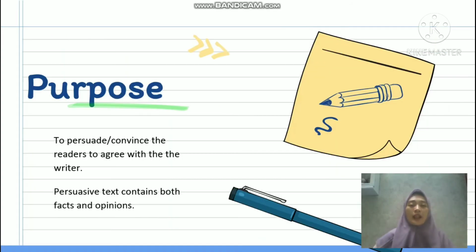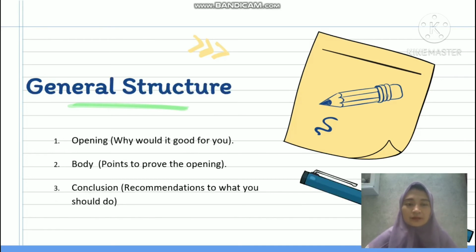Now let's review again the purpose of persuasive text. It is to persuade. Persuade is a verb. Okay, or it's to convince, membujuk, meyakinkan the readers to agree with the writer. And persuasive text contains both facts and opinion. Yeah. And what does the persuasive text have from the beginning, middle to the end?